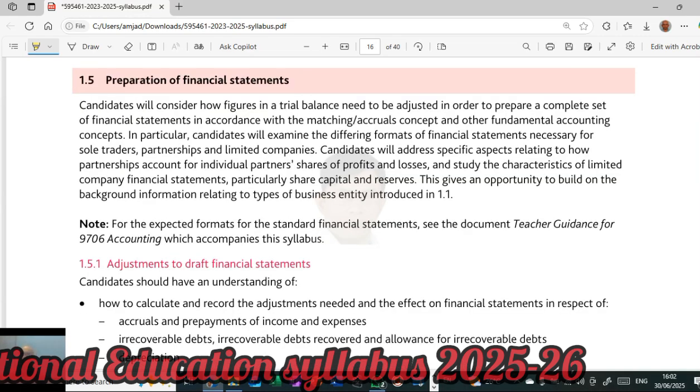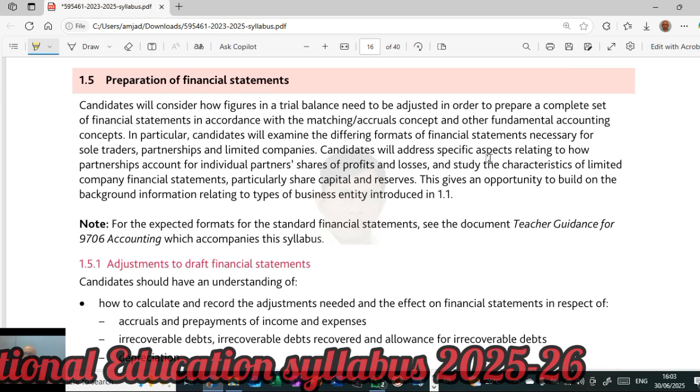So another important topic, 1.5, preparation of financial statements. Here we will be discussing a lot of various subtopics relevant to sole traders, partnerships, and companies. Candidates will consider how figures in a trial balance need to be adjusted in order to prepare a complete set of financial statements in accordance with the matching or accrual concept and other fundamental accounting concepts. In particular, candidates will examine different formats of financial statements.